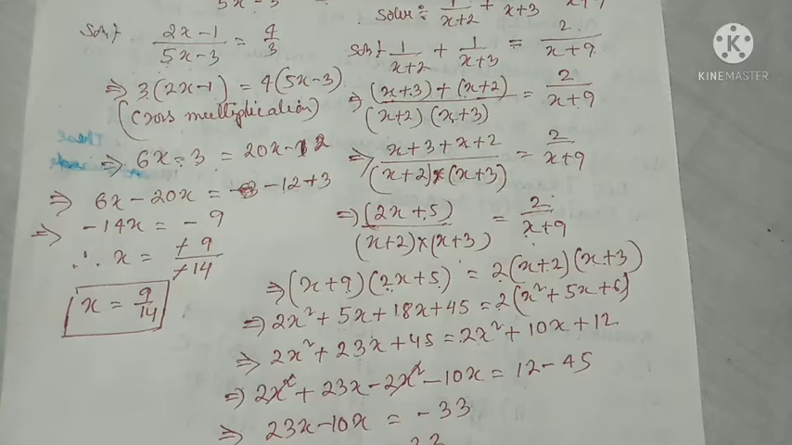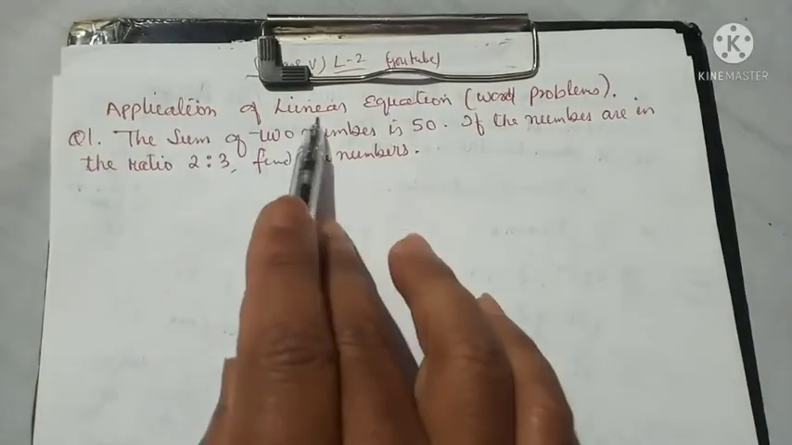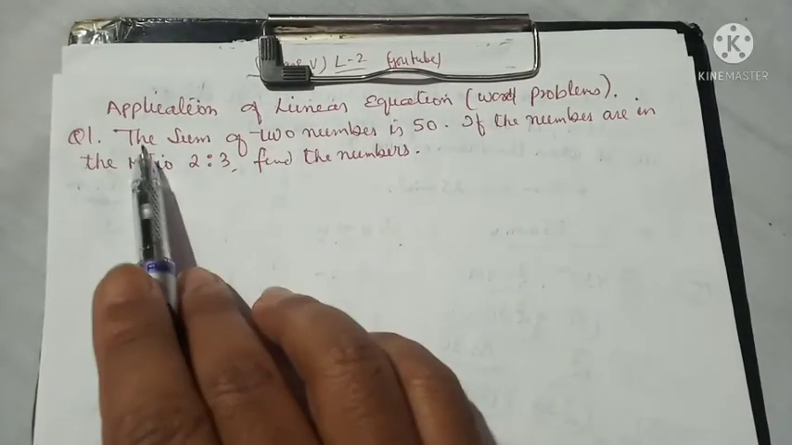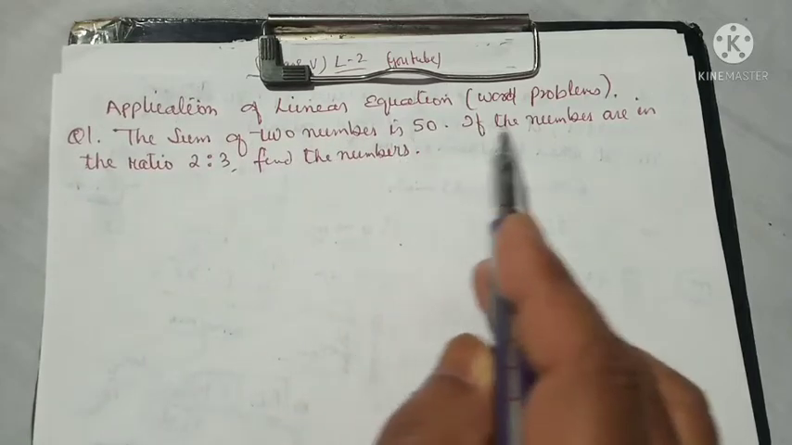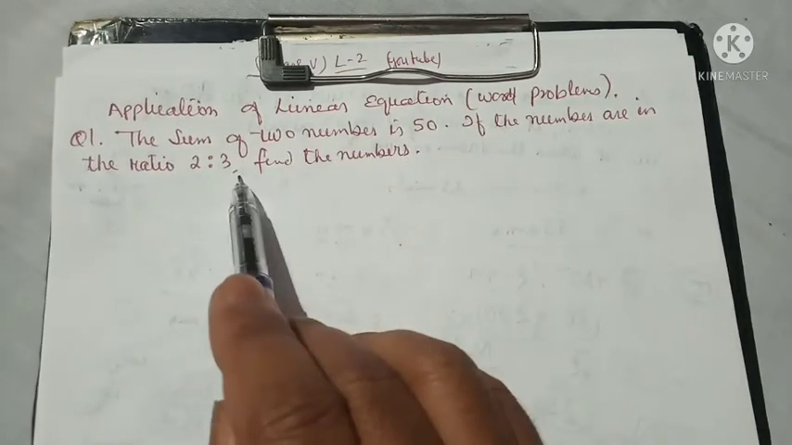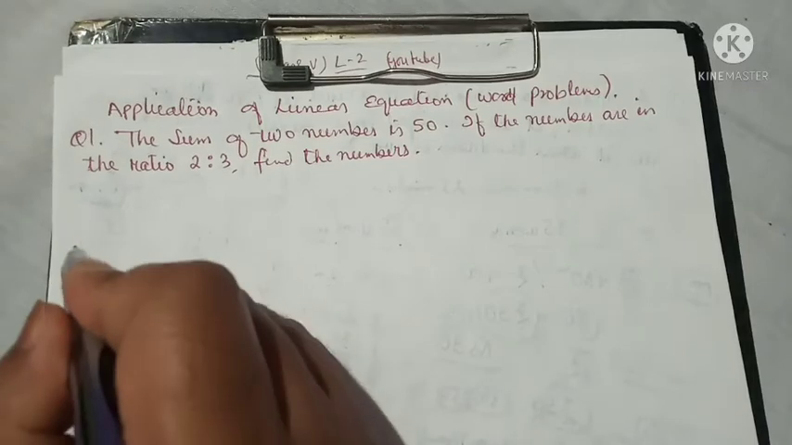So let's see a few applications of this, meaning problem solving. Let's see few examples of problem solving using these methods. Here comes application of linear equations. The problem: the sum of two numbers is 50. If the numbers are in a ratio of 2 by 3, find the numbers.